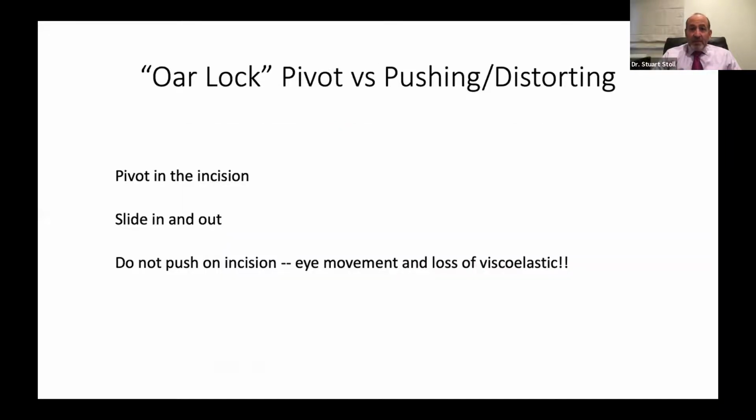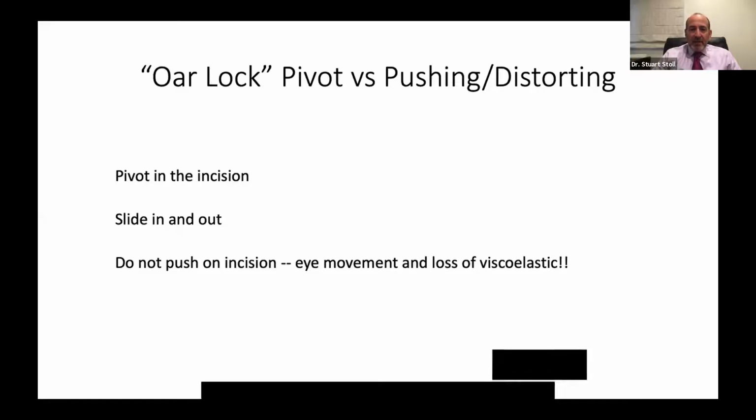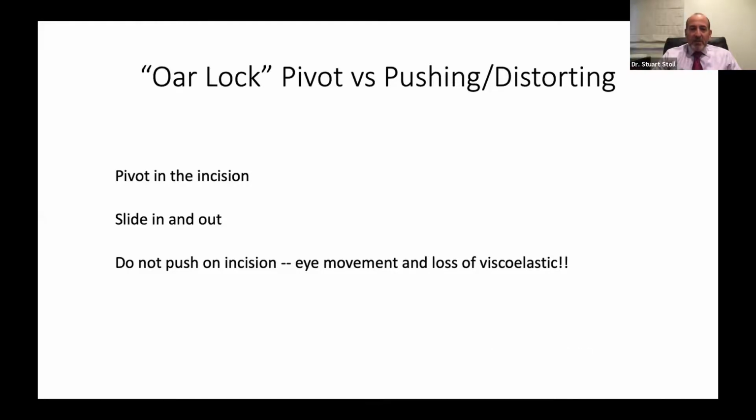So let's talk about oar-lock pivoting versus pushing or distorting. It's really, really important to pivot in the incision, like an oar in an oar-lock that rotates in that position. So where's the pivot point? It's at the incision. You don't want to push on the incision. You want to be able to slide in and out and pivot so that you're not distorting the incision. If you push on that incision, you're going to move the eye away from you, and you're also going to cause loss of viscoelastic, which is going to shallow the chamber, and it's going to dome the anterior capsule, and now your capsule is going to want to run downhill and out of control.